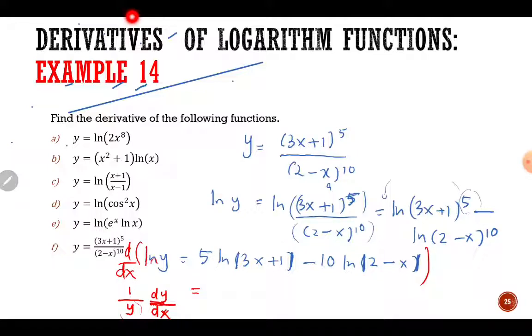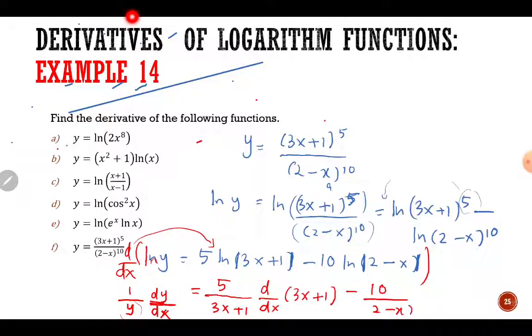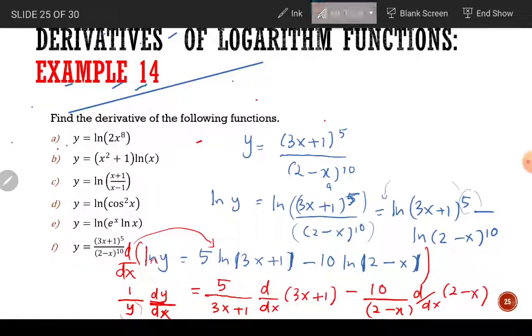Then differentiate of this d dx of 5 ln 3x plus 1, maknanya kita akan ada 5 over 3x plus 1. Then you differentiate d dx of 3x plus 1. And then minus with 10 over 2 minus x and differentiate d dx of 2 minus x. Okay. Alright, tak siap lagi ni.